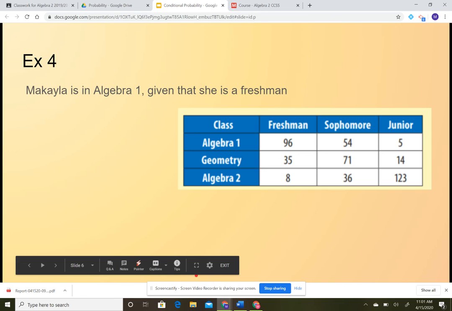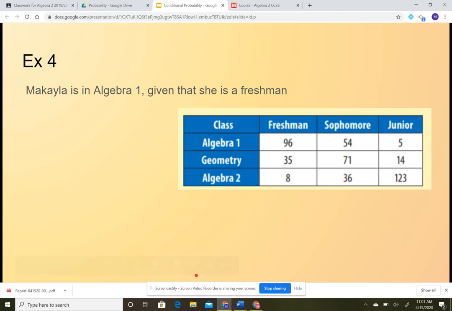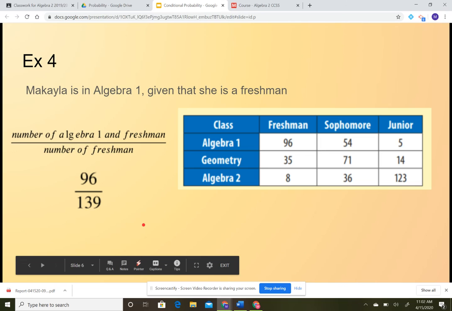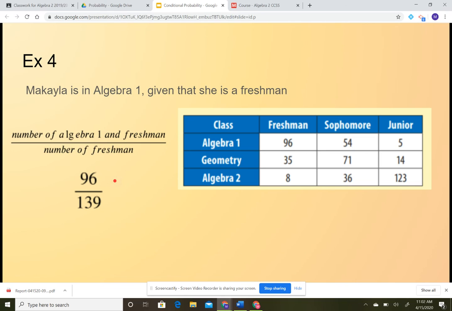Let's do another example of this. Michaela is in Algebra 1, given that she is a freshman, so we want that probability. So again, in words, it's the number that are in Algebra 1 and a freshman over the number of freshmen, because that's what's after the words "given that". So the number of Algebra 1 and freshmen would be 96. And then we need to total up our freshmen to figure out what's on bottom. So we had 96 that were Algebra 1 and freshmen, and then 139 total freshmen, and this fraction does not reduce. So this is our answer.